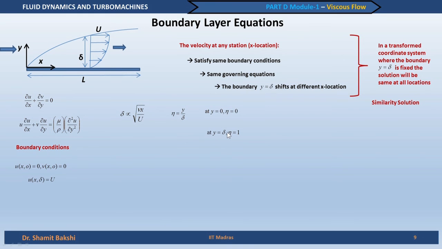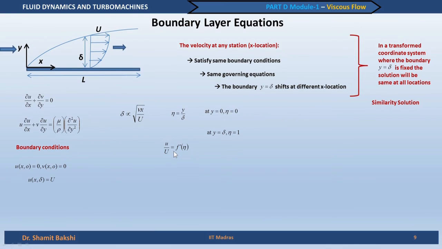Now you can write the velocity profile in terms of a single variable eta, you do not have to bring in x. If you have a single independent variable for a differential equation, it becomes an ordinary differential equation, and this equation with this substitution becomes a third order ordinary differential equation given as this. This approach was developed by Blasius, and this solution is called the Blasius solution.